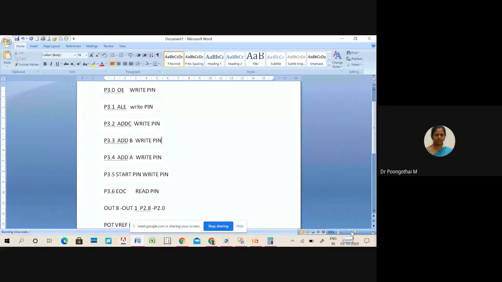So P3.0 is a write pin. Write pin means your microcontroller can send the values from P3.0 to ADC. From microcontroller to ADC is called write pin, okay. So your microcontroller will write either 0 or 1 to P3.0. So read pin means the data goes from the ADC IC to the microcontroller. Write pin means your data is transferred from microcontroller to ADC. So that is the difference.